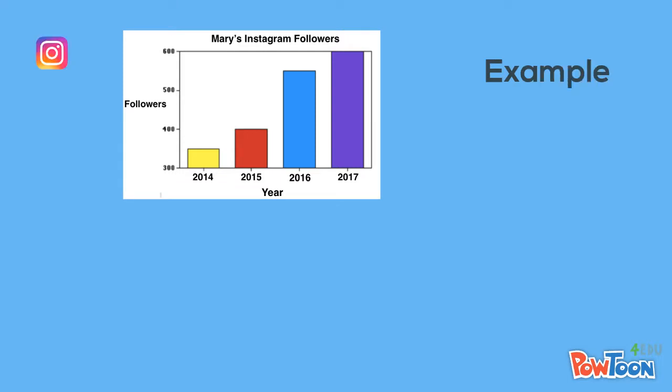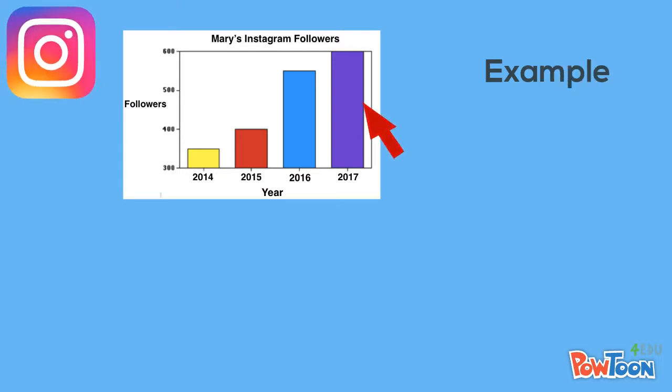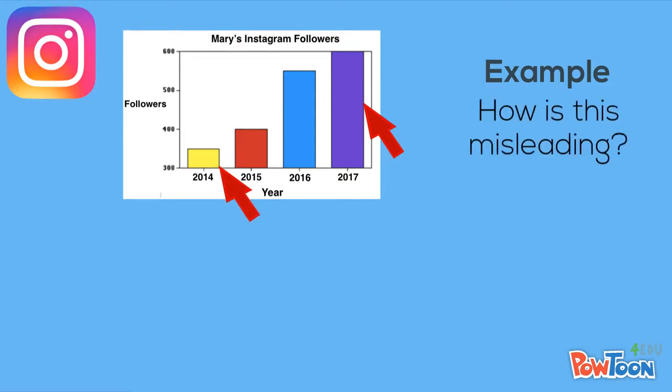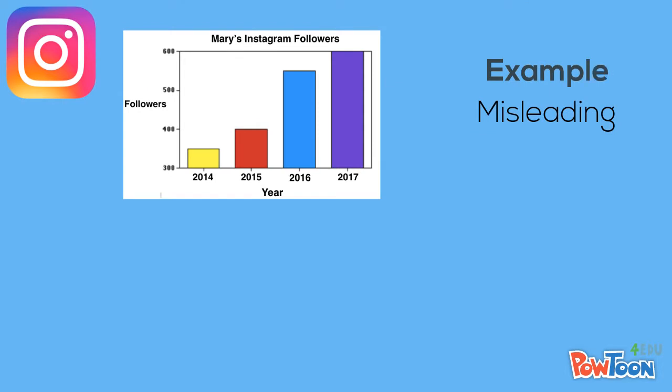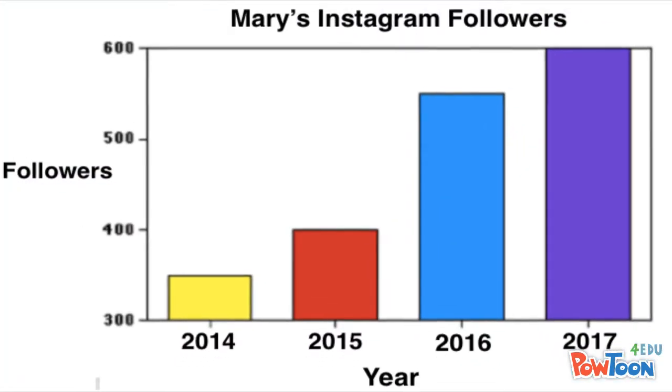The bars in the graph suggest that Mary's Instagram followers in 2017 were 5 times the amount of followers than 2014. But this is misleading. That is because the dependent variable axis, which in this case is the vertical axis, does not start at 0. The vertical axis starts at 300. And at a closer glance, we see that in 2014, Mary had 350 followers, and in 2017, she had 600. Now, although she did have more followers in 2017 in comparison to 2014, it is only a difference of 250, not 5 times the amount of people.